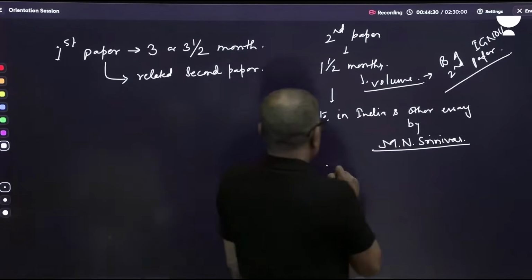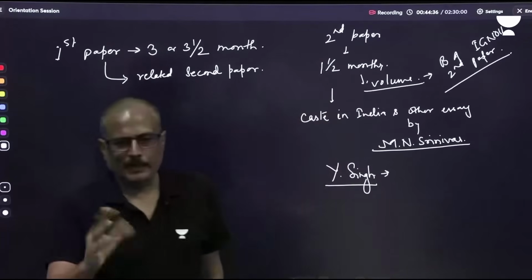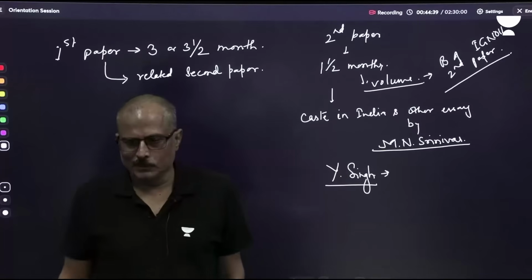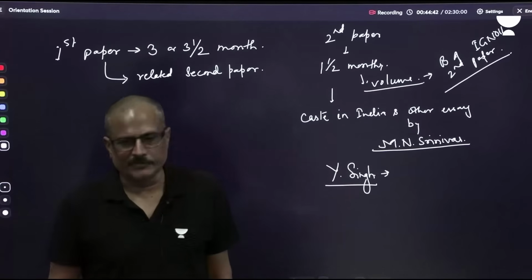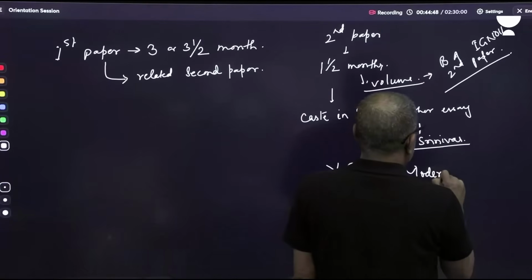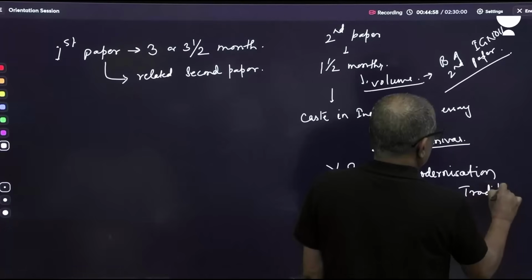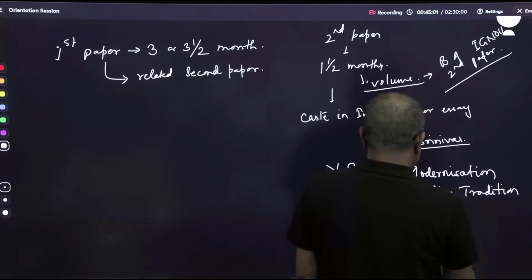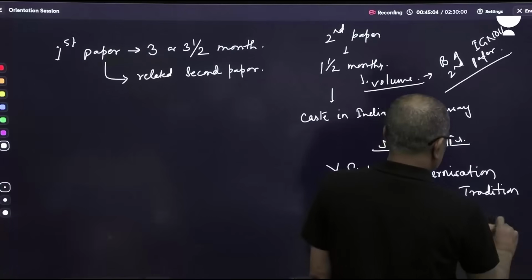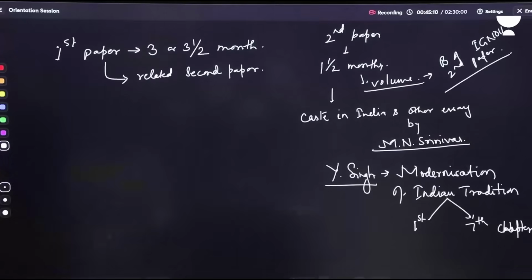There are authors like Y. Singh, Yogendra Singh, who write in very complex language, right? So unless I teach, understanding them would be difficult. For example, he has written a book called Modernization of Indian Tradition, right? Its first and seventh chapters are mandatory. First and seventh chapter is mandatory.